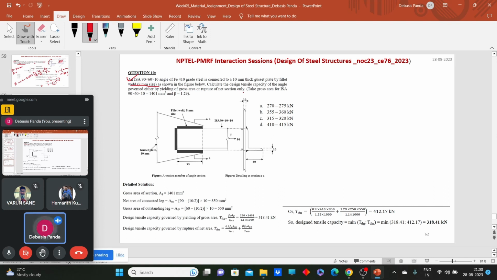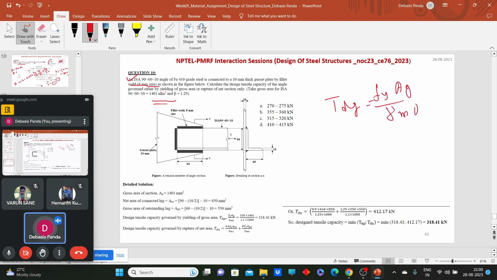That means we don't need to consider or calculate the TDB value. The gross cross sectional area and beta value are given, so we just need to calculate the TDG and TDN values. What is the value of TDG? TDG is the design strength due to yielding of the gross cross section: Fy into Ag by gamma m naught.